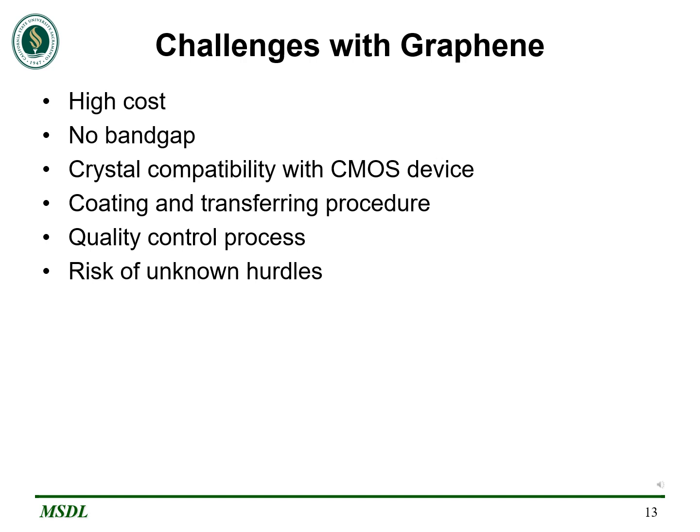Coating and transferring procedures are also a challenge with graphene. Currently, the tools and processes for graphene transfer are still developing. Next, the current quality control process for graphene is too slow for large-scale industry-related applications. Finally, there is also the risk of unknown hurdles in the process of incorporating graphene into electronic devices.